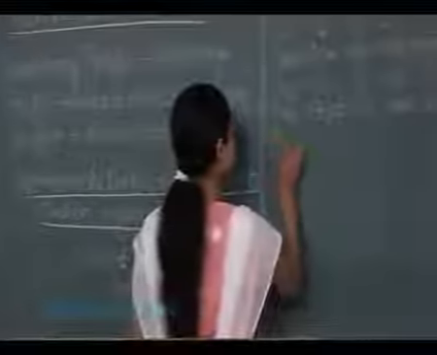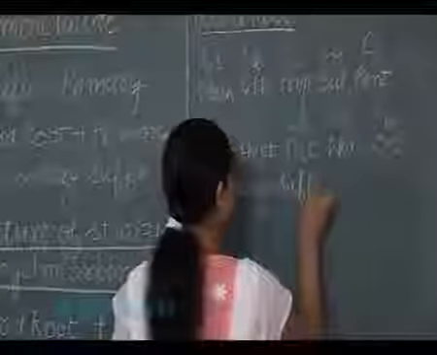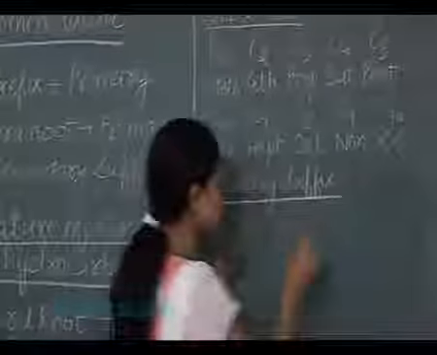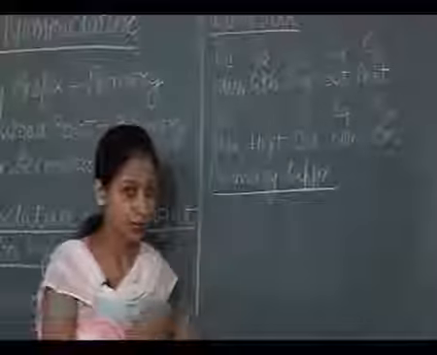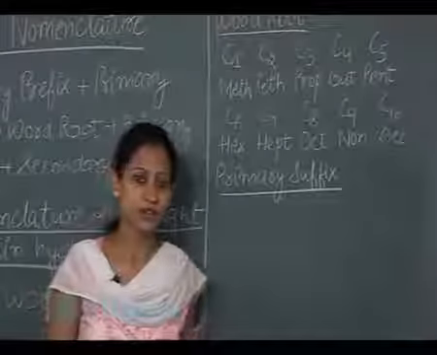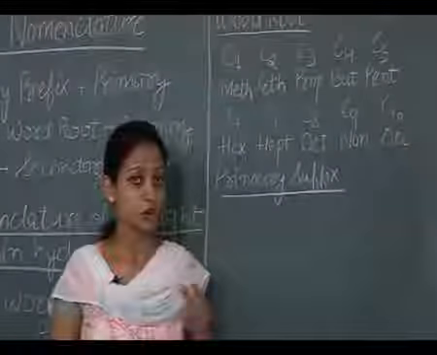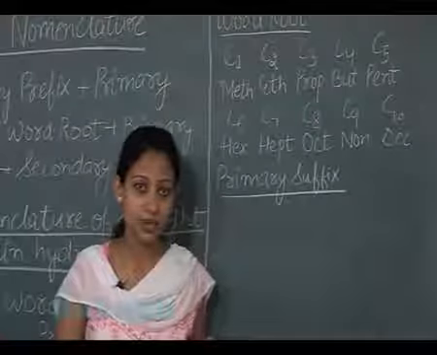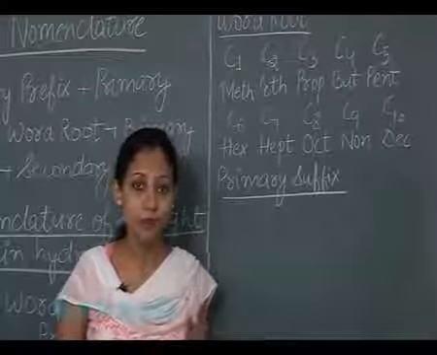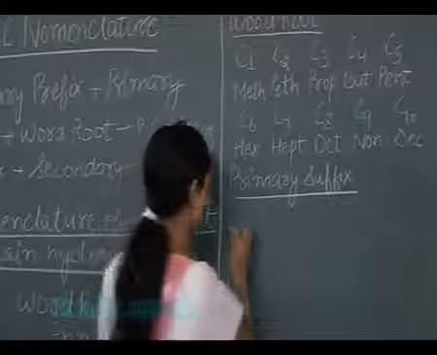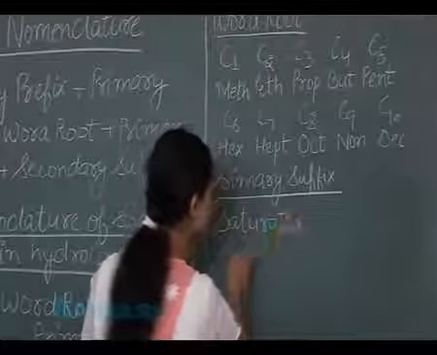So about primary suffix. Now what is this primary suffix? The word suffix means which is added after the name. Now when we are talking of straight chain hydrocarbons, that means only a straight chain of carbon atoms is present. Now this is also of 2 types. They are saturated hydrocarbons and unsaturated hydrocarbons, based on the number of bonds present in them.